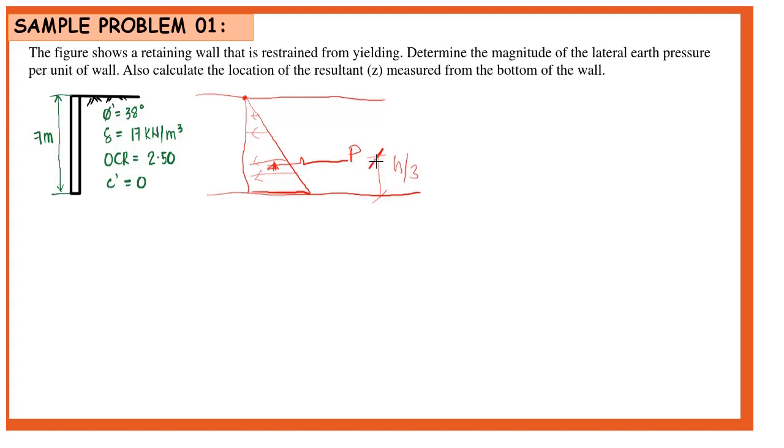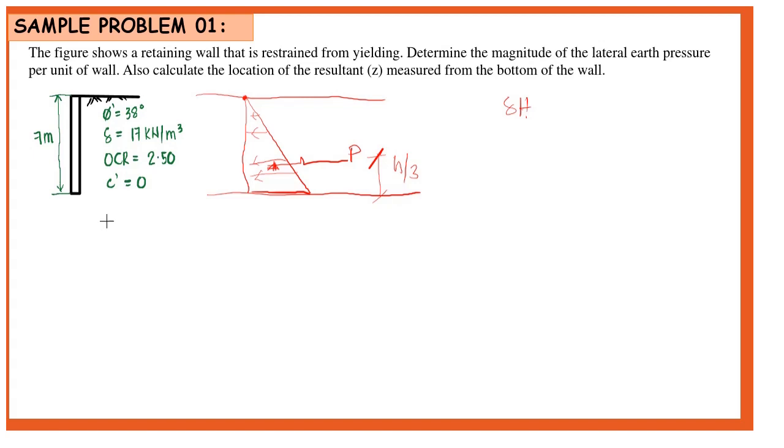And then the distribution will be increasing as the depth increases, since if you remember, pressure is equal to the unit weight times the height. So the pressure at the ground surface will be equal to 0, and as the depth increases, our pressure also increases.